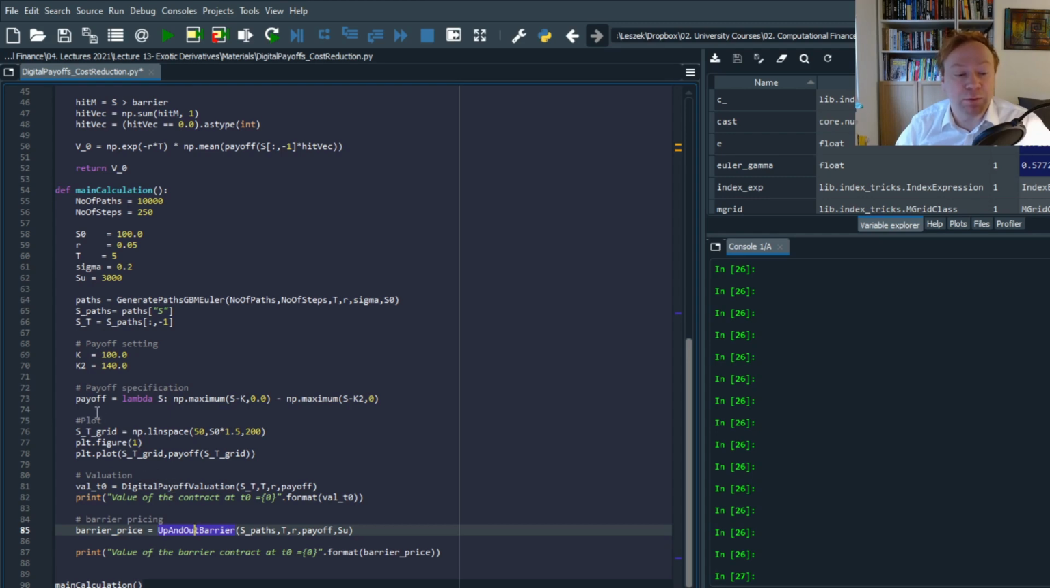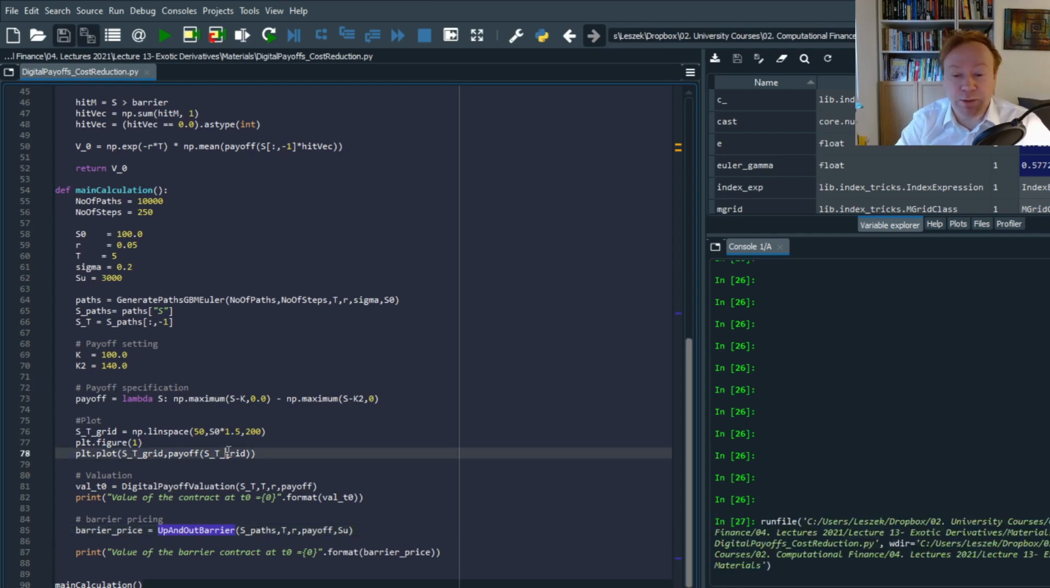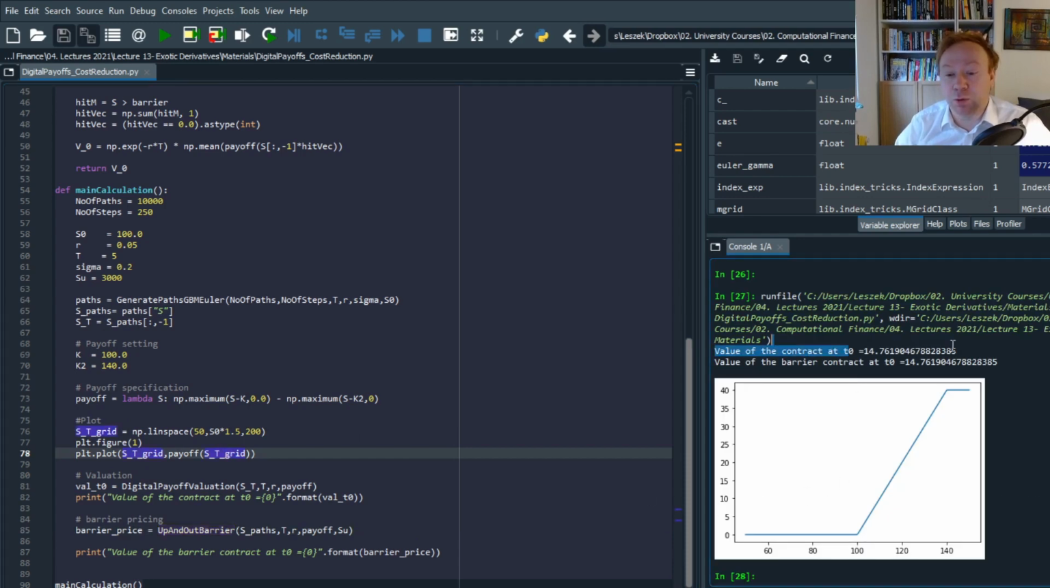this digital payoff valuation. So if I just run it, you can see that those two give me exactly the same prices. Even the decimal places are exactly the same. Of course, the reason is that we have generated paths once for both payoffs. So we generated paths for the stock, and now we are essentially changing the payoff settings and seeing what is the impact on the prices.